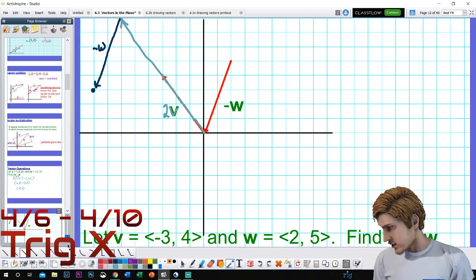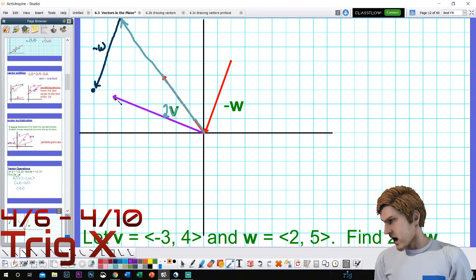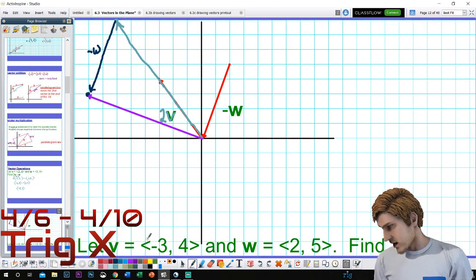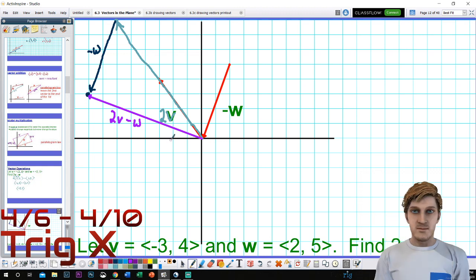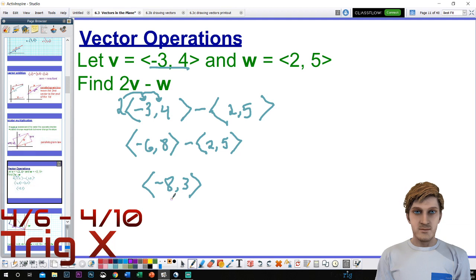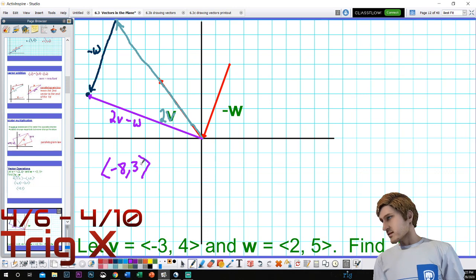Now, I'm not finished with my final answer yet. For my final answer, it is this vector right here from the initial point, 0, 0, all the way to where I just finished. So this purple one is 2v minus w. Let's see what that point is. The point is -1, 2, 3, 4, 5, 6, 7, and 8. So -8, and then up 1, 2, 3. -8, 3. Hey, if you remember correctly, that was our answer here. Coincidence? No, it was not. It worked out perfectly.